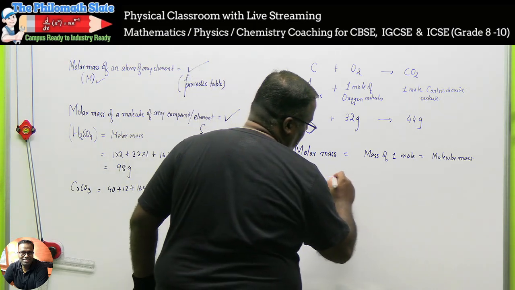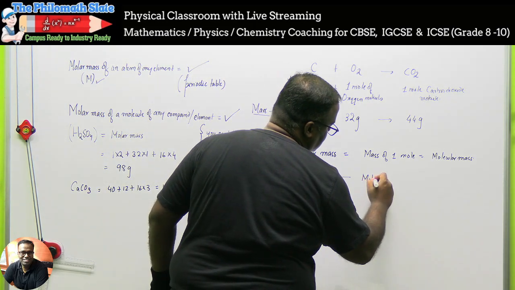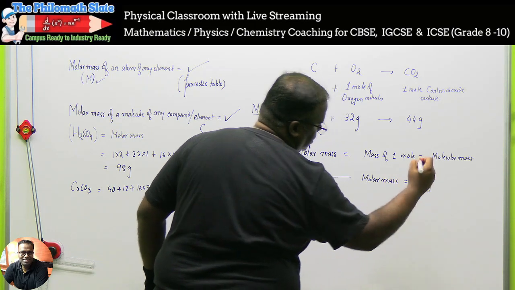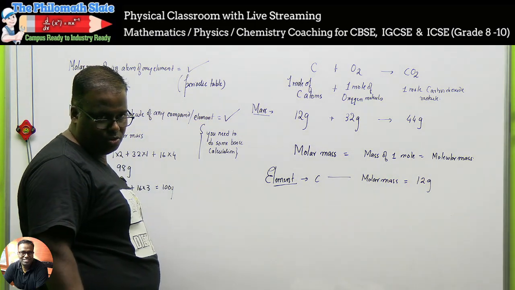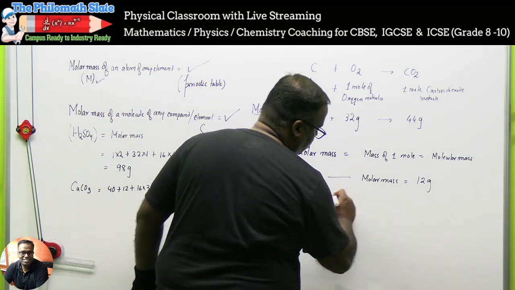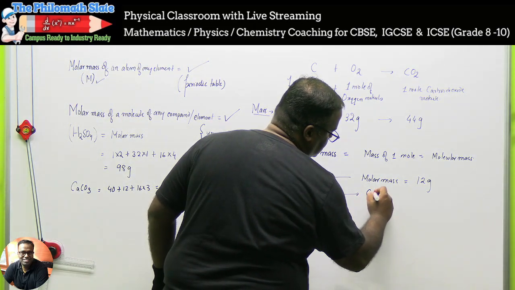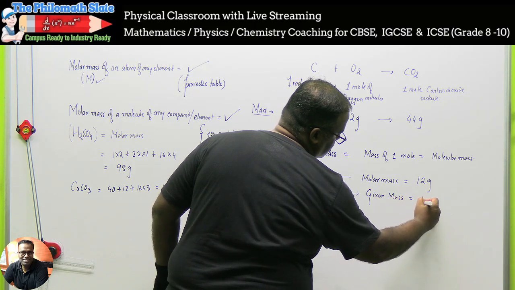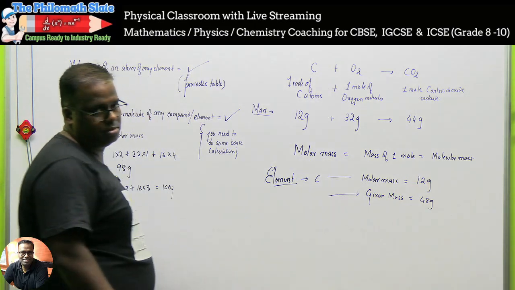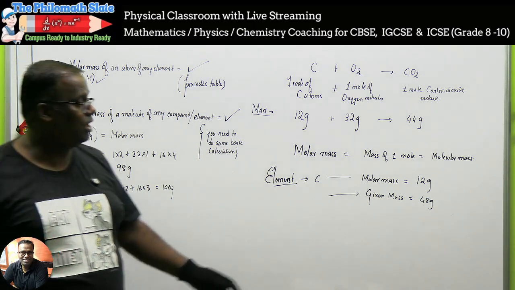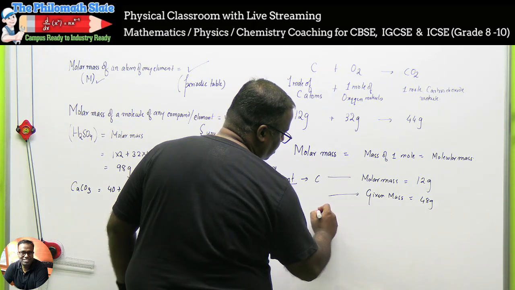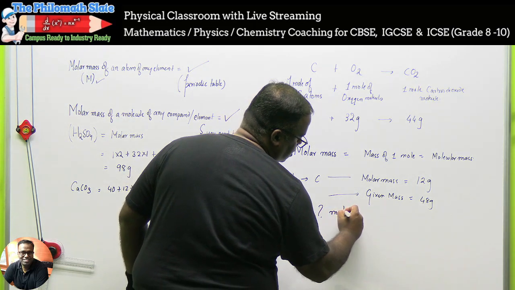So the data that we know are, what is this molar mass? How do we know it? Straight away refer to the periodic table. 12 gram. Understood? And then we also know the given mass. This is how much Sahasra has. Suppose Sahasra has 48 grams. Sahasra has got 48 grams of carbon in her kitchen. So you need to find out how many moles.